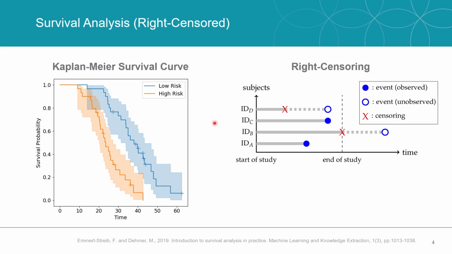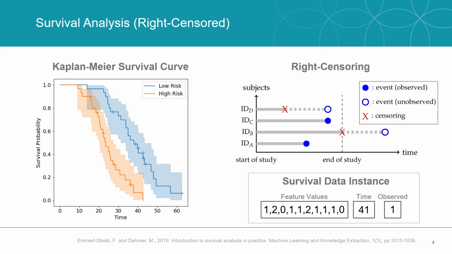since there is added uncertainty as to when the actual event of interest took place. Here's what an instance would look like in an example survival dataset. Here we have the feature values of columns in the dataset representing features. We have a time, which is our primary outcome, for example, time of death, and we have a column for our censoring information, given as 0 or 1, where 1 means that the event was actually observed, and 0 means that censoring took place at that time.